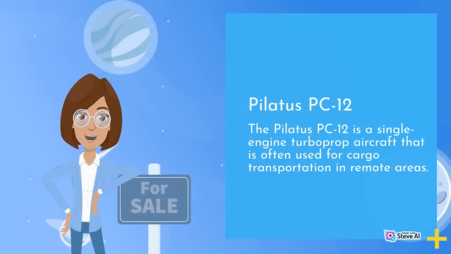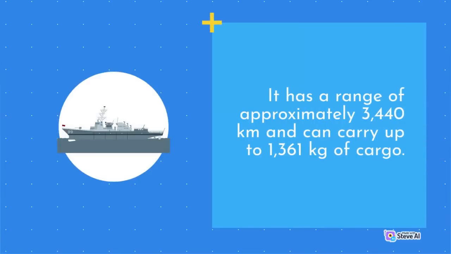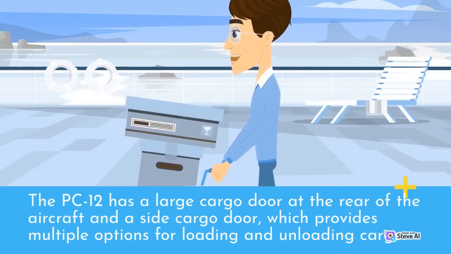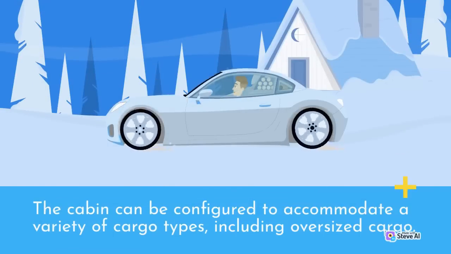Pilatus PC-12. The Pilatus PC-12 is a single-engine turboprop aircraft that is often used for cargo transportation in remote areas. It has a range of approximately 3,440 kilometers and can carry up to 1,361 kilograms of cargo. The PC-12 has a large cargo door at the rear of the aircraft and a side cargo door, which provides multiple options for loading and unloading cargo. The cabin can be configured to accommodate a variety of cargo types, including oversized cargo.